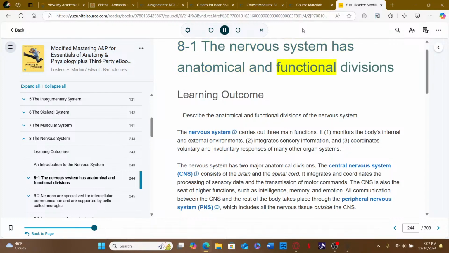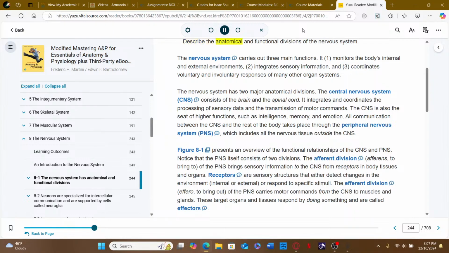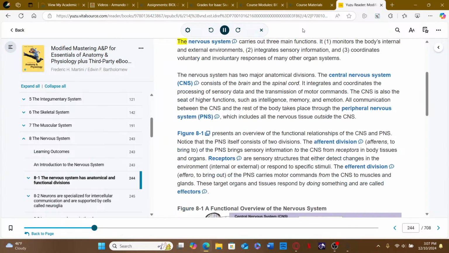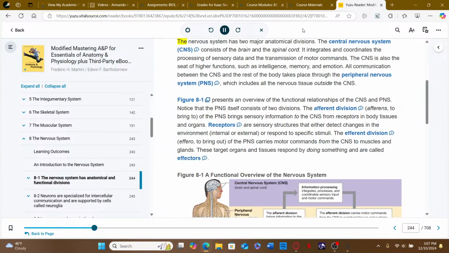8-1 The nervous system has anatomical and functional divisions. Learning outcome. Describe the anatomical and functional divisions of the nervous system. The nervous system carries out 3 main functions. It 1. Monitors the body's internal and external environments. 2. Integrates sensory information. And 3. Coordinates voluntary and involuntary responses of many other organ systems.